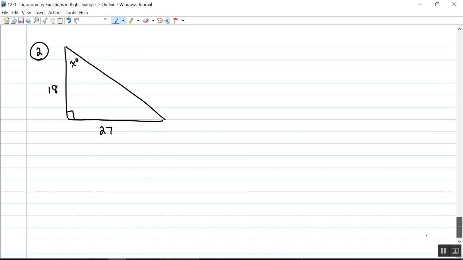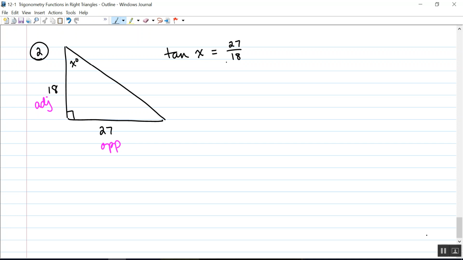Let's take a look at our last example here. And again, x is the measure of the angle, which I don't know. 18 is adjacent. 27 is opposite. I don't know what my hypotenuse is, so that means I'm going to have to use tangent, because tangent is opposite over adjacent. So the tangent of the angle x is equal to 27 over 18.